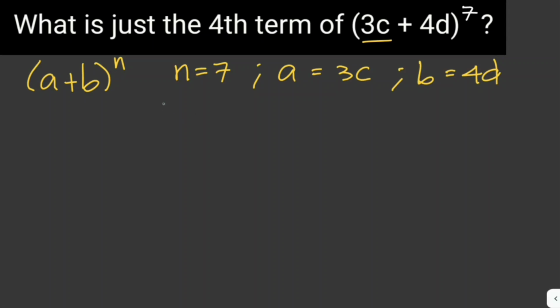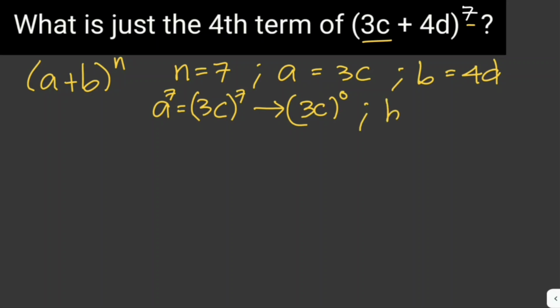Again, the exponent of a, which is 3c, should start from 7, so it should be 3c raised to the power of 7, and ends with 3c to the 0, whereas b starts from 0, or 4d to the power of 0, then it ends with 4d to the 7th.